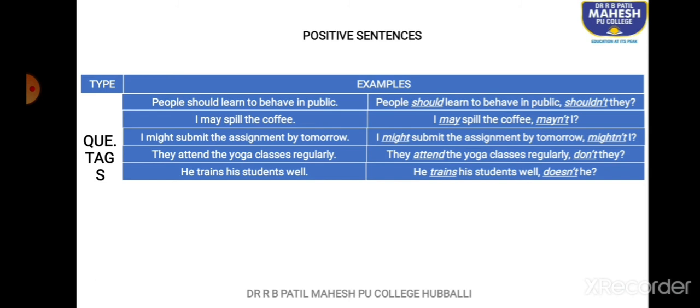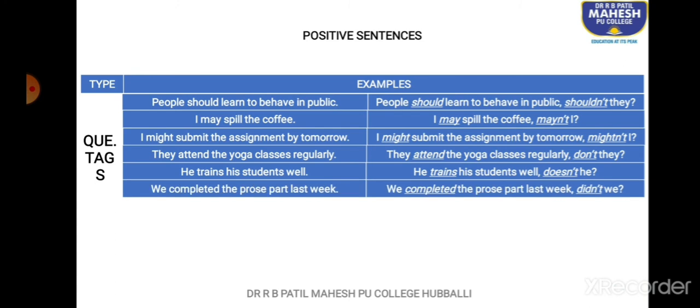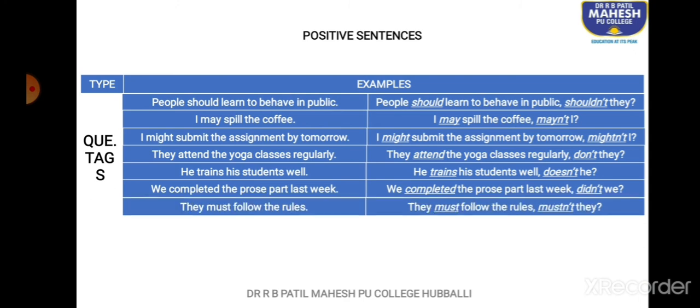He trains. Trains here is the does form of verb. So does. He trains his students well, doesn't he? We completed the prose part last week. Completed here is the did form. So didn't we? And finally, they must follow the rules, mustn't they? Must changes to mustn't, T silent, mustn't.